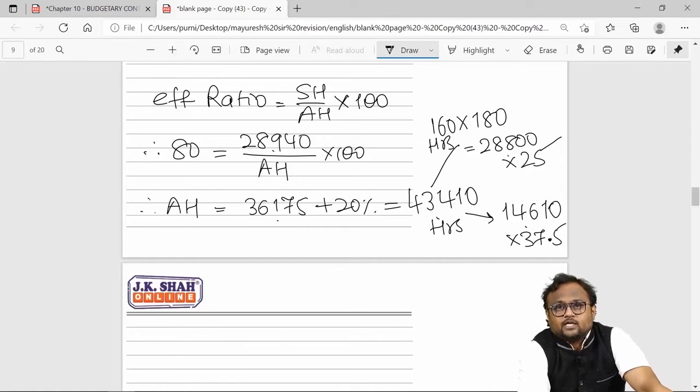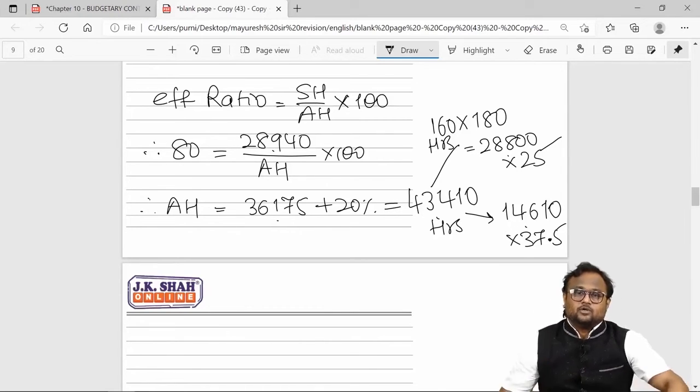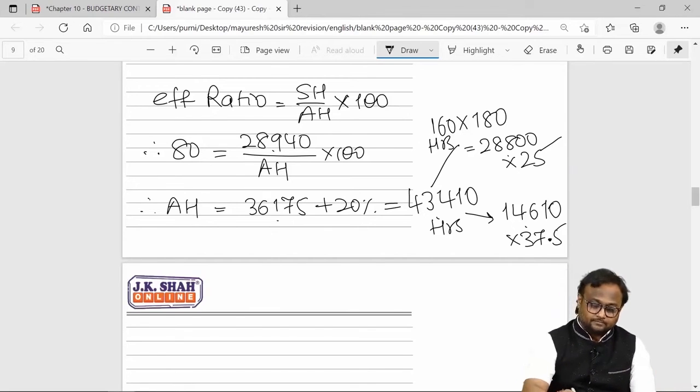Each worker can work for 40 hours in a week. So for a 4 weeks budget period, each worker can work for 160 hours. I have 180 workers. So total 28,800 hours will be paid at a normal rate. Out of 43,410, 28,800 hours will be paid at a normal rate, and the balance 14,610 hours will be paid at a premium of 50%. So 25 is the base rate plus 50%. 12.5 will be the bonus or the overtime payment premium. So 37.5 will be paid, and adding the total, you will get the labor cost. It is so simple.